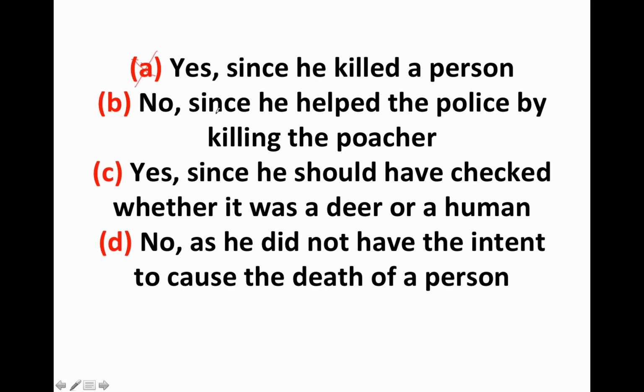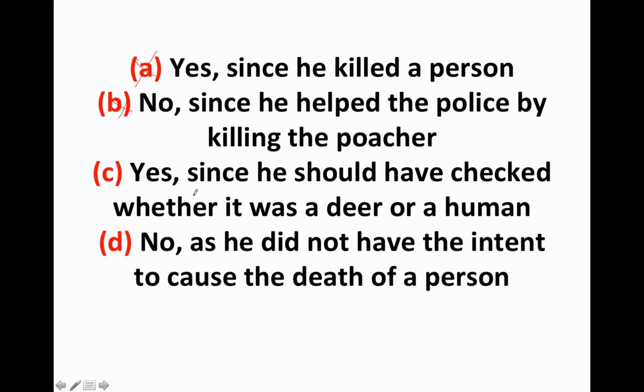Option B says no, since he helped the police by killing the poacher. Now he did not know that he was going to kill a poacher, and he was going to help the police by doing that. So this is totally wrong. This is some information which we are not sure of before the event happened.